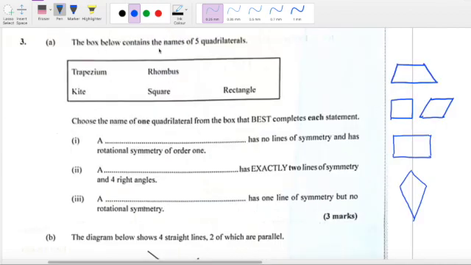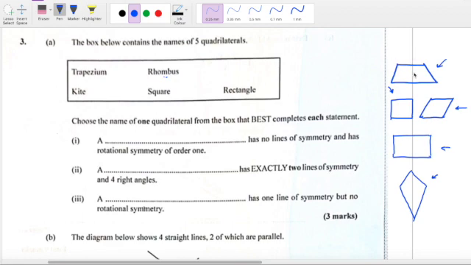So the box below contains the names of 5 quadrilaterals. So we have the trapezium, which looks like this over here. We have the rhombus, which is this one. And a rhombus is just a square that got kicked over. So it's a slanted square, you could say. We have the kite, which is over here. And we have the rectangle, which is over here. So choose the name of one quadrilateral from the box that best completes each statement. A blank has no lines of symmetry and has a rotational symmetry of order 1.